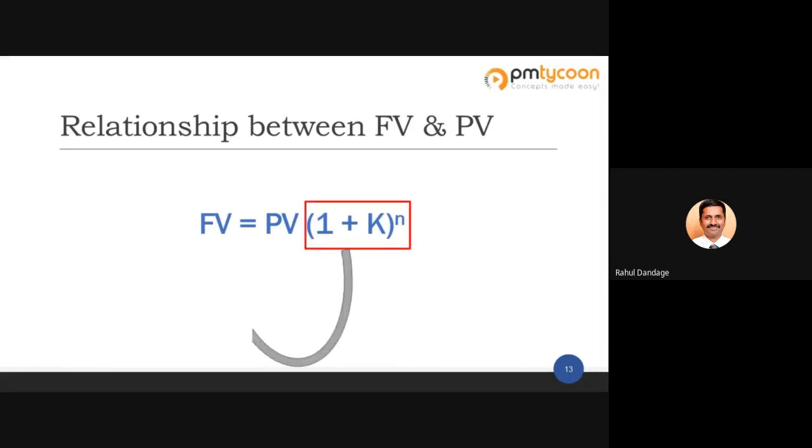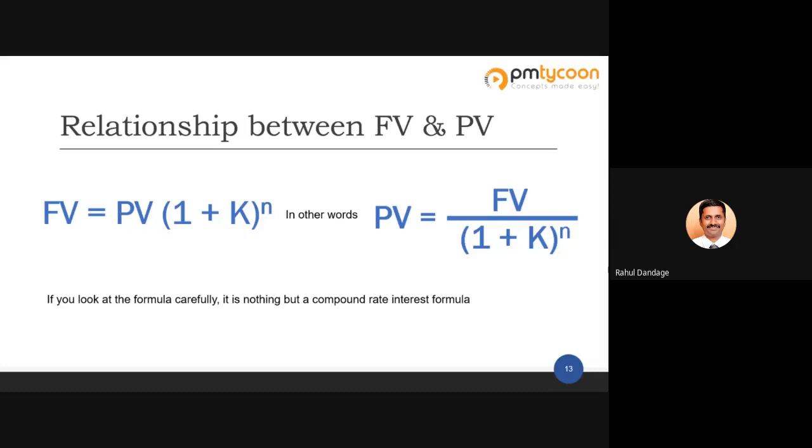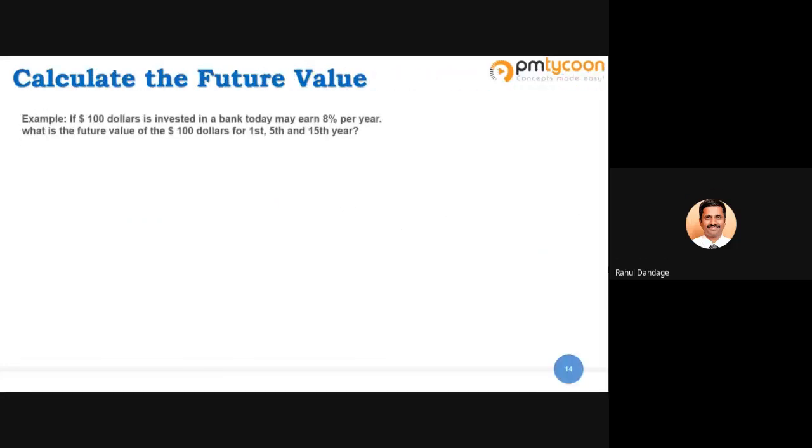All right, and if we need to calculate the present value, you just send 1 plus K to the power of N to the other side of the equation, and the present value formula becomes future value divided by 1 plus K to the power of N. And let's do a few calculations using the formula, and then let us calculate the future value. On the screen, you see an example.